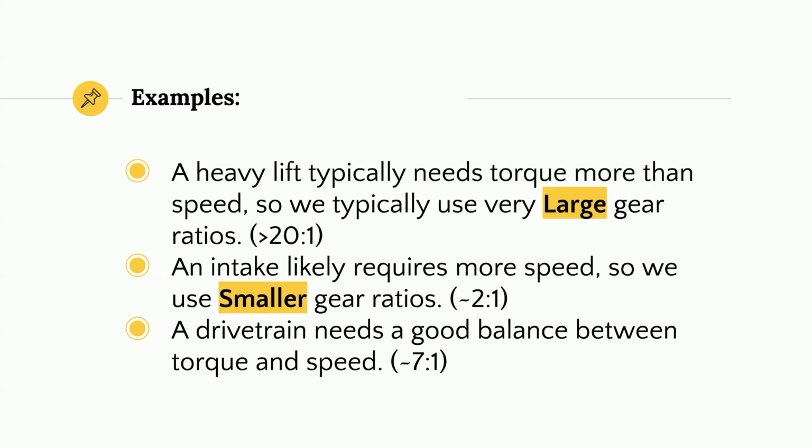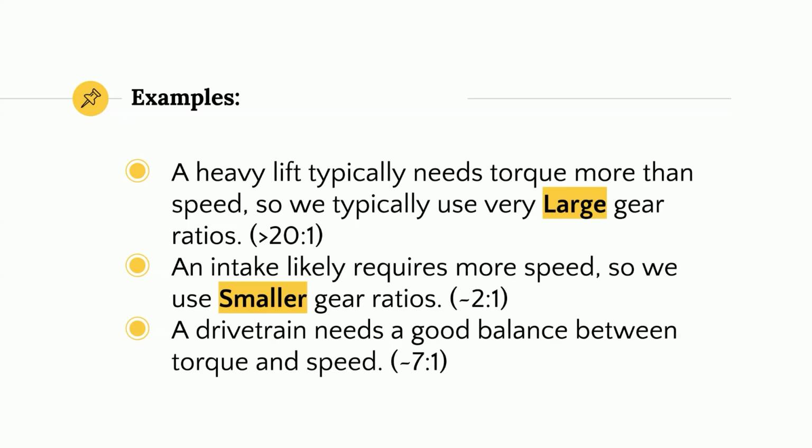An intake likely requires more speed. So we use smaller gear ratios. So in this case, 2 to 1. So once again, motors go really fast. So we almost never try to gear for speed after a motor. But in this case, we just gear a little bit for torque. So we have a small gear ratio of 2 to 1.